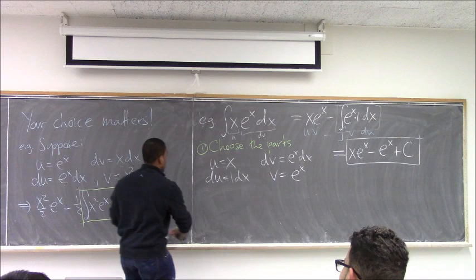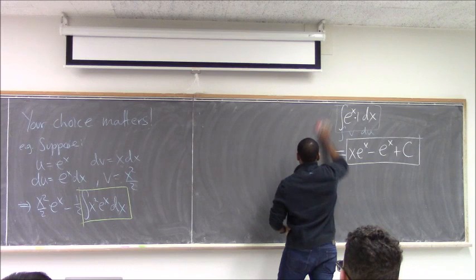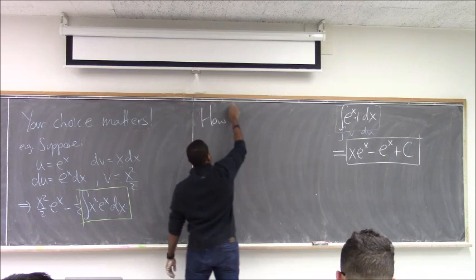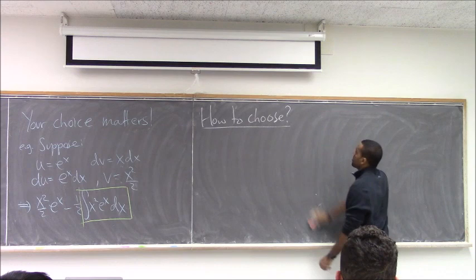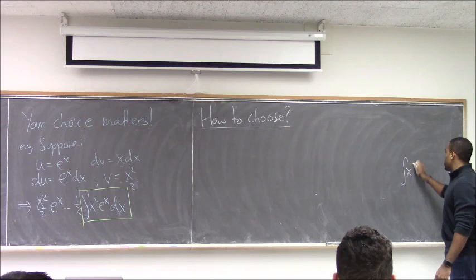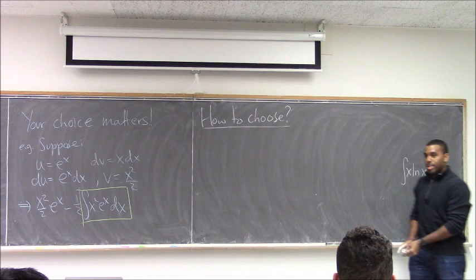Why was x the right choice for you here? How to choose? Isn't it because when you differentiate it, you get 1 dx, so it just kind of gets out of the way? That's a very good guess. But if you were to do something like this, ln would actually be the right one to choose. And so why? Why is that? What do you actually look for? Yeah.